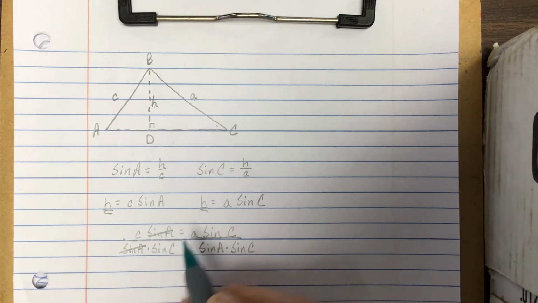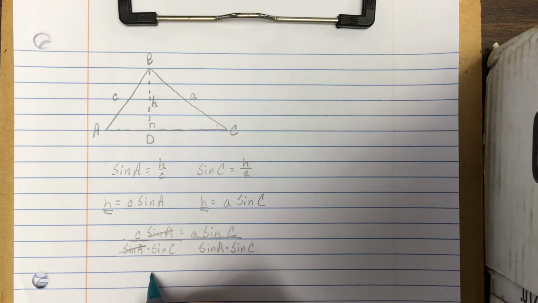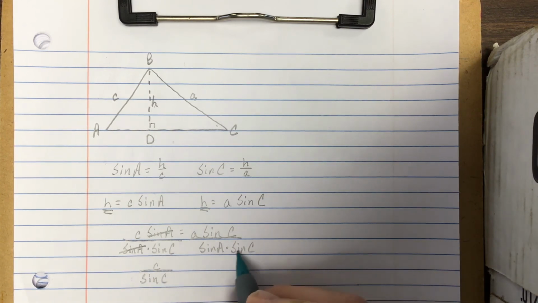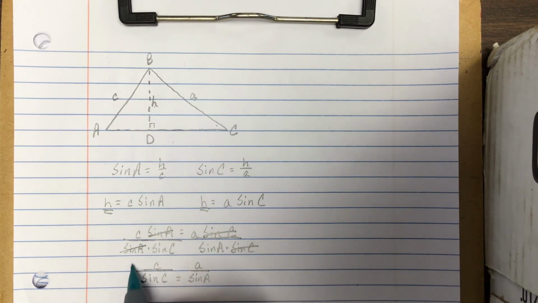Sine of A cancels here, and I get C over the sine of C. Sine of C cancels here, and I get A over sine of A. Folks, this is part of the law of sines. This is how we can use the information that we have in certain cases to solve oblique triangles. We'll look at it in a little more detail and give you some examples.